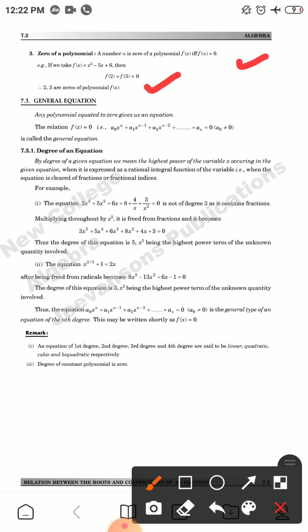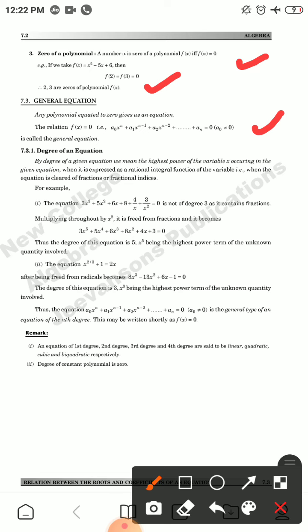General equation: any polynomial equated to 0 gives us an equation, the relation f(x) equal to 0. Example, a naught x raised to power n plus a1 x raised to power n minus 1 plus a2 x raised to power n minus 2 plus so on, an equal to 0, where a naught is not equal to 0, is called the general polynomial equation. What is degree of an equation?